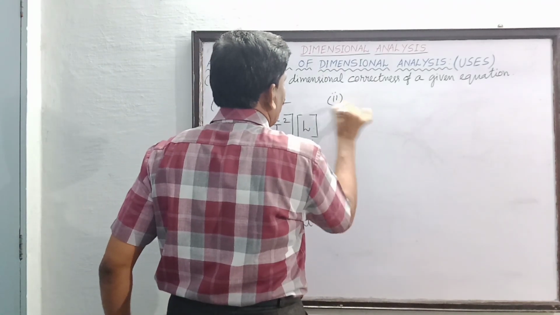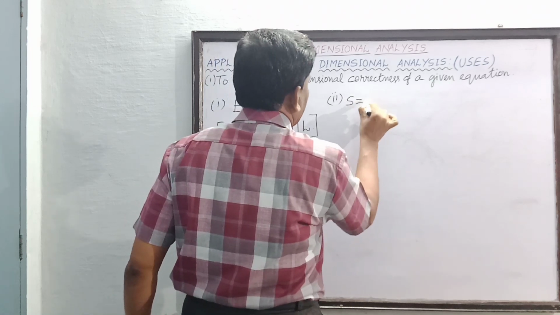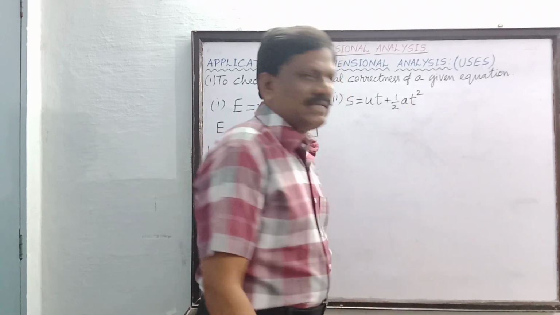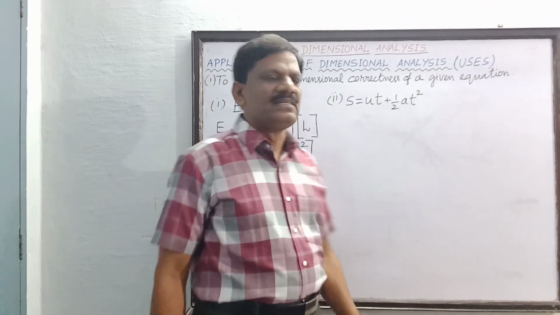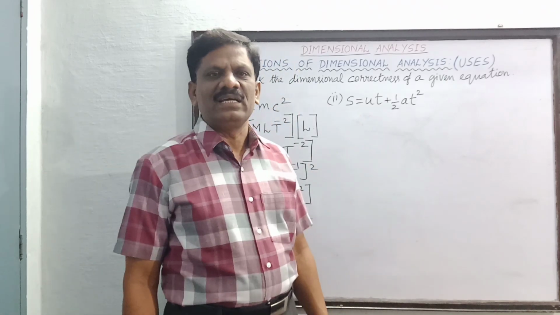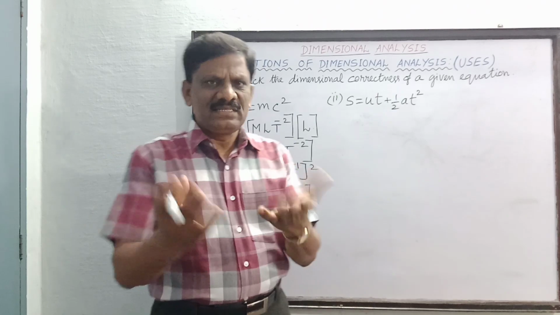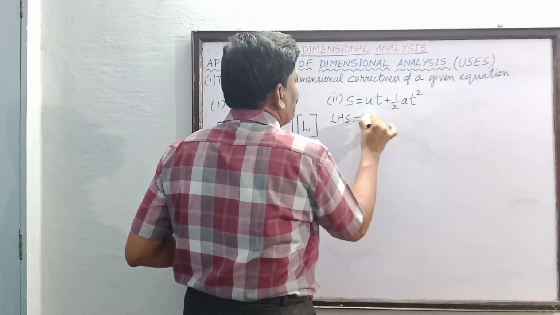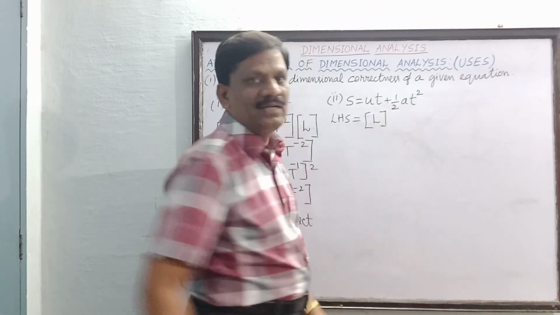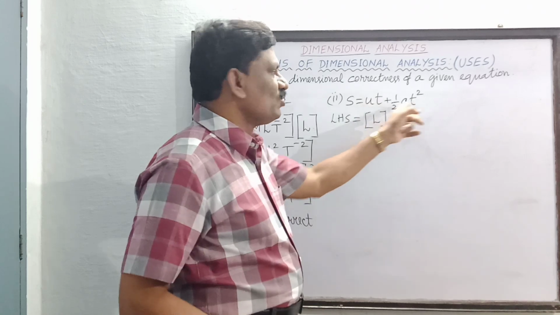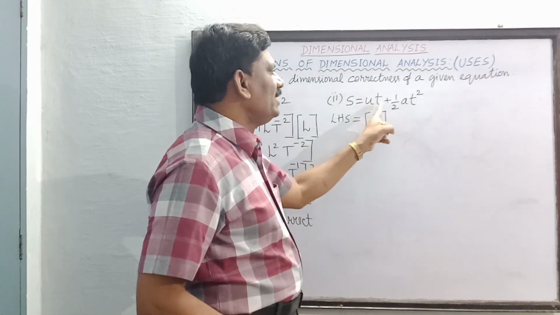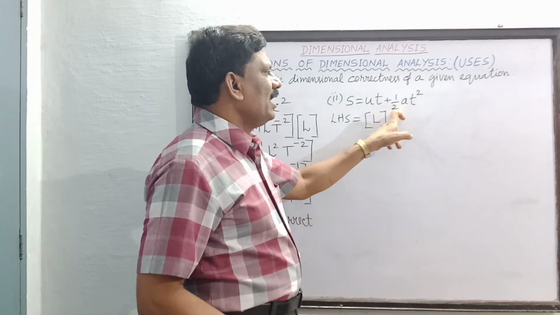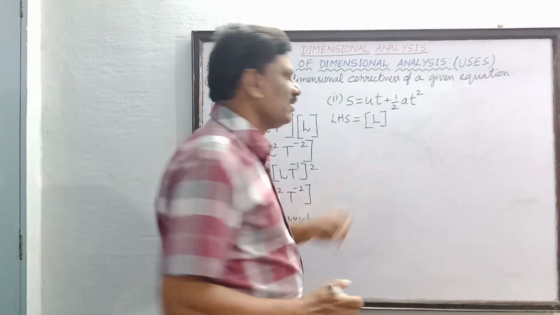Now S is equal to ut plus half into a t square. This in class 9 itself you must have studied. This is the second equation of motion, is it not? So S is what? Distance or displacement. So the left hand side is having the dimension of displacement, which is nothing but L. That's all, very simple. Right hand side, so many terms are there, is it not? So the product u into t must also have the same dimension, and the product half a t square must also have the same dimension. So I will check now.